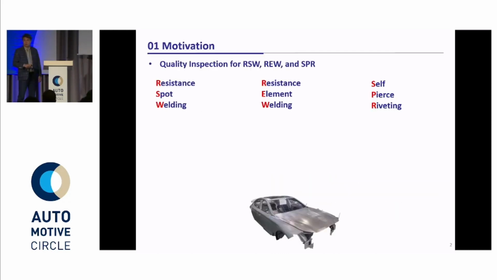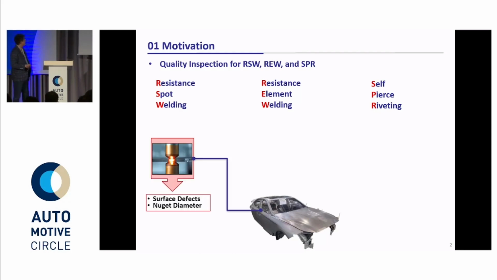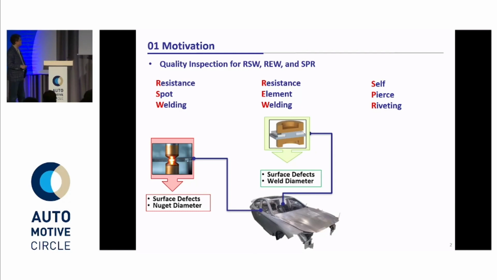So modern car companies adopt a lot of different types of welding and joining technology, such as resistance spot welding or resistance element welding and self-pierce riveting to make the car body more sound in construction. And regarding resistance spot welding, it actually requires freedom from surface defects to guarantee high quality. At the same time, the nugget diameter at the interface needs to be large enough to guarantee strong joints.